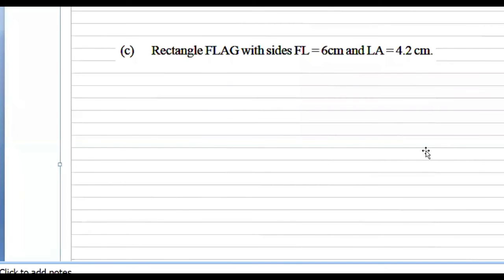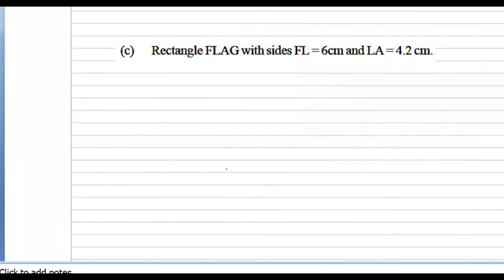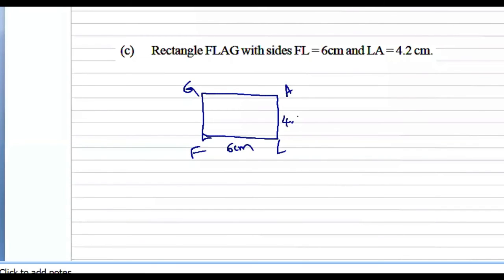Next question, C question in exercise 3.4, we are going to construct a rectangle FLAG with the sides FL 6 centimeter and L to A 4.2 centimeters. So what is the first step? We need to draw a rough sketch of the given data. So draw a rough sketch of the rectangle and label it with the given measurements: F, L, A, and G. So F to L 6 centimeter and L to A 4.2 centimeter.